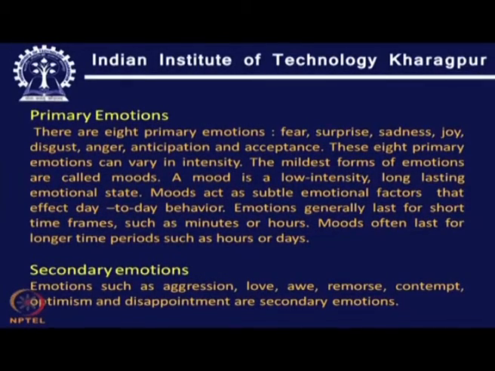There are 8 primary emotions that people face: fear, surprise, sadness, joy, disgust, anger, anticipation, and acceptance. These primary emotions can vary in intensity. The mildest form of emotions are called moods. A mood is a low intensity, but long lasting, emotional state. Moods act as subtle emotional factors that affect day-to-day behavior. Emotions last for short time frames, such as minutes or hours. Moods often last for longer time periods, such as hours or days.